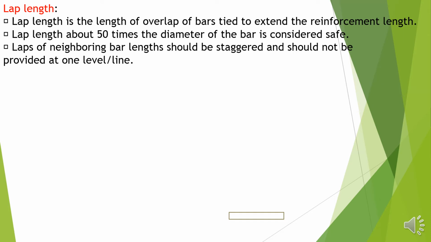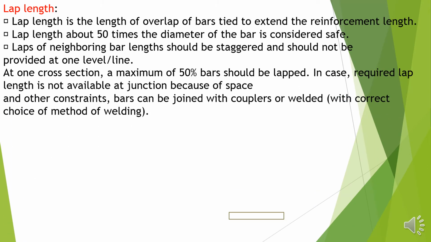Laps of neighboring bars should be staggered and should not be provided at one level and in one line. At any cross section, a maximum of 50% of the bars should be lapped. In case the required lap length is not available at a junction because of space and other constraints, bars can be joined with couplers or welded. Welding means with the correct choice of welding methodology.